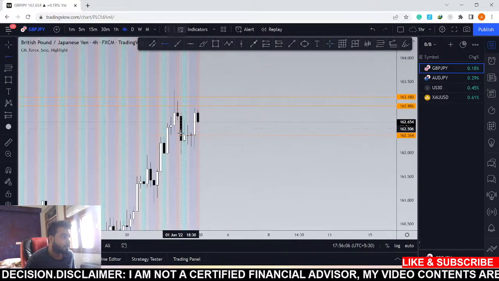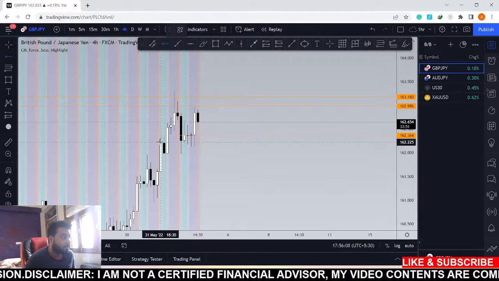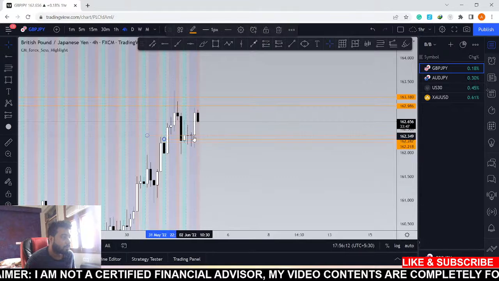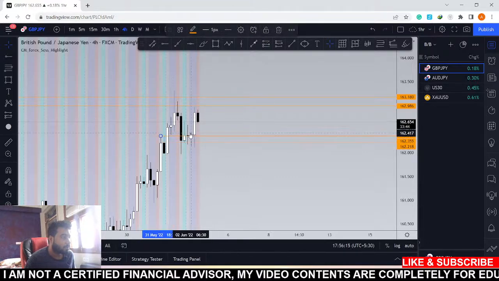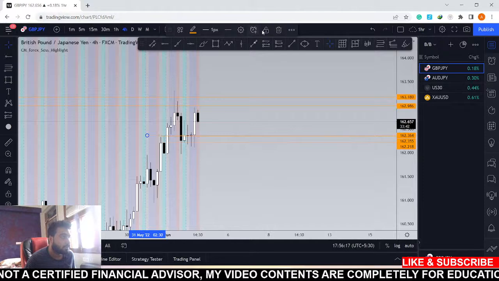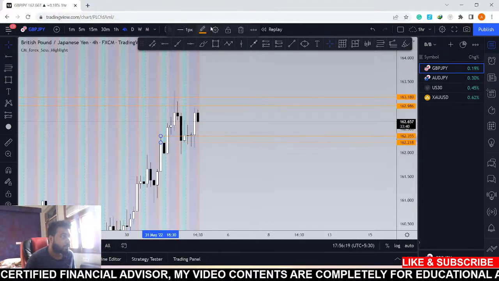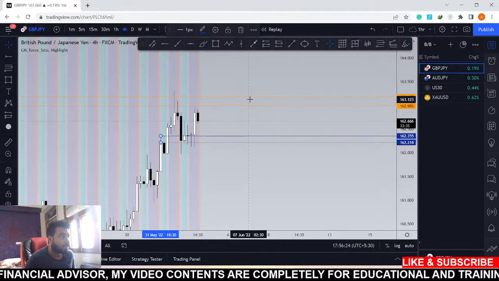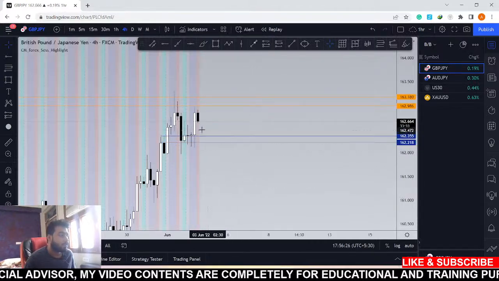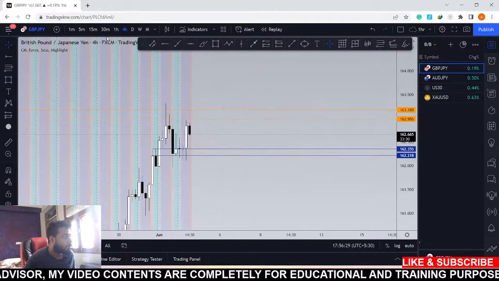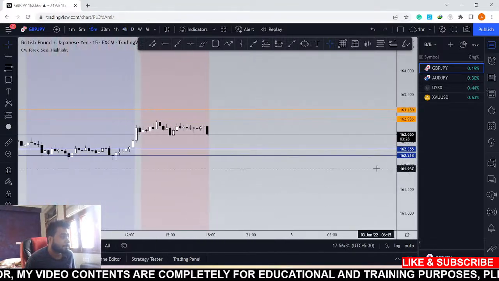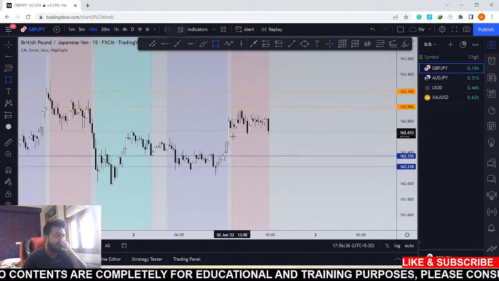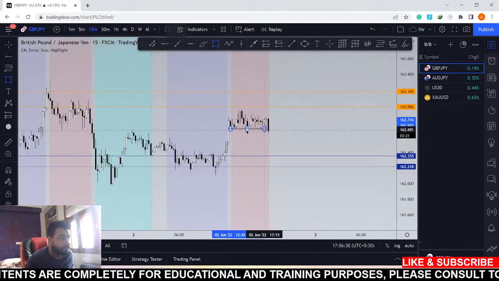4 hour, you can see there is some sort of zone which is forming from this level. 4 hour, it is clear. 4 hours. 15 minutes, we are having some sort of zone at this area.